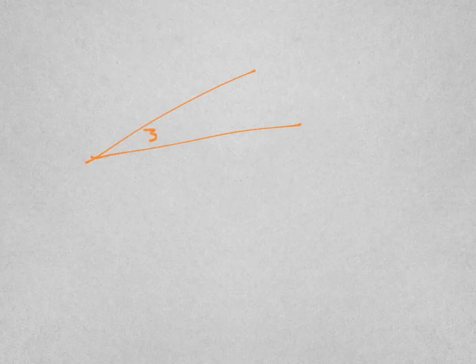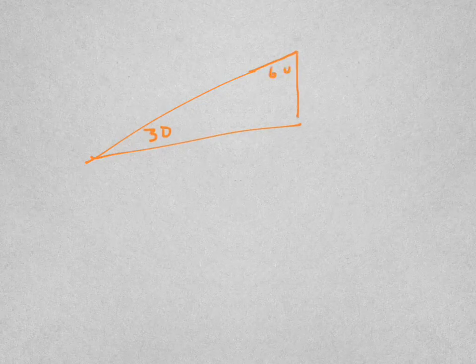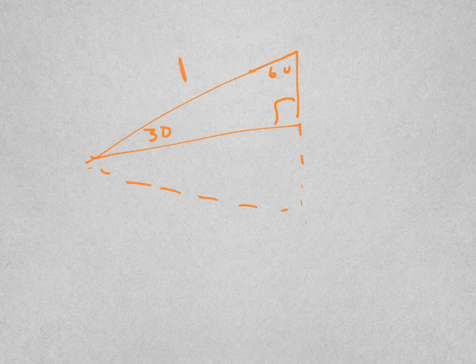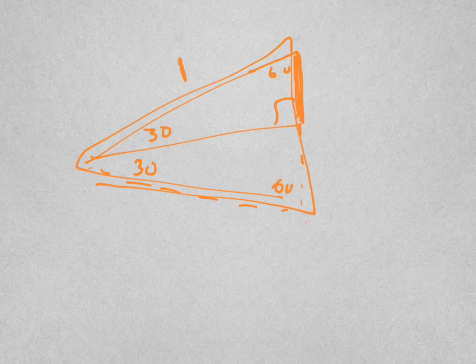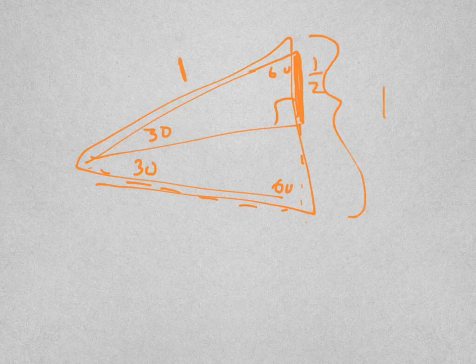If you had a 30, 60, 90 triangle, and if I put another one right next to it, and I know this distance is 1, notice this would be an equilateral triangle right here, because it's 60, 60, 60. So this full thing would be 1, which means this is 1/2. Across from the 30 degrees is 1/2.